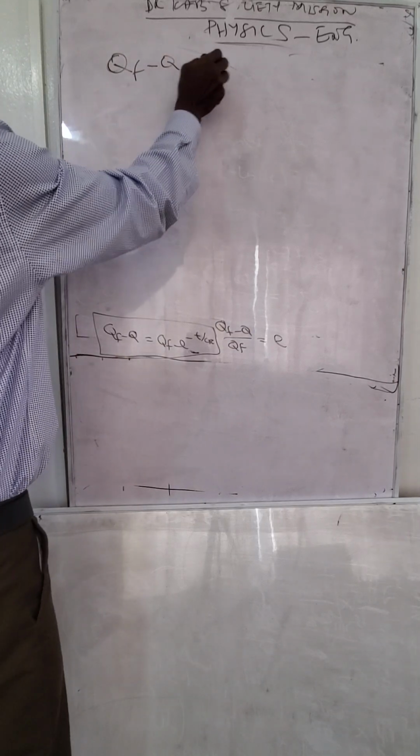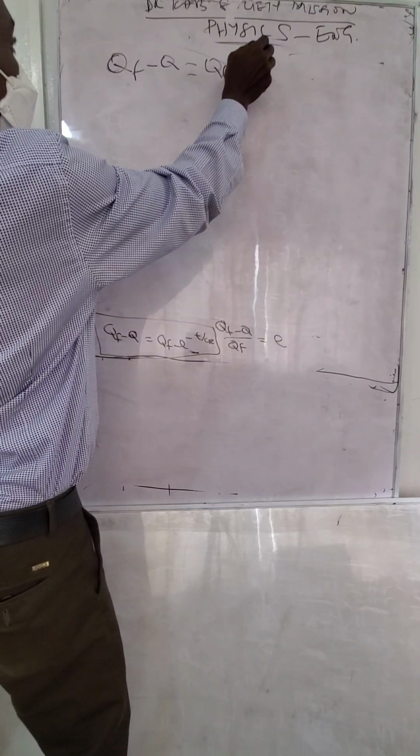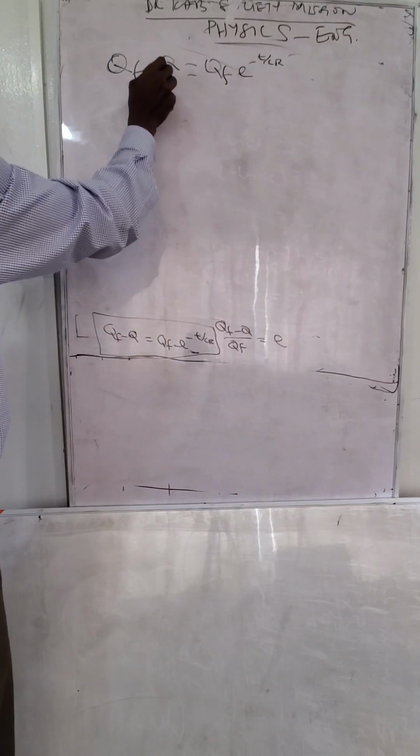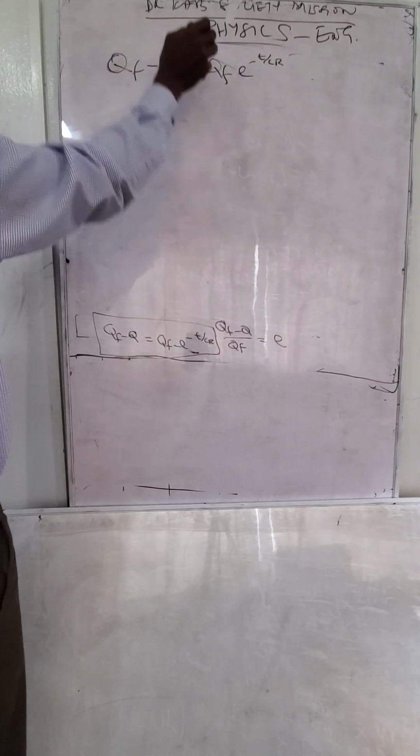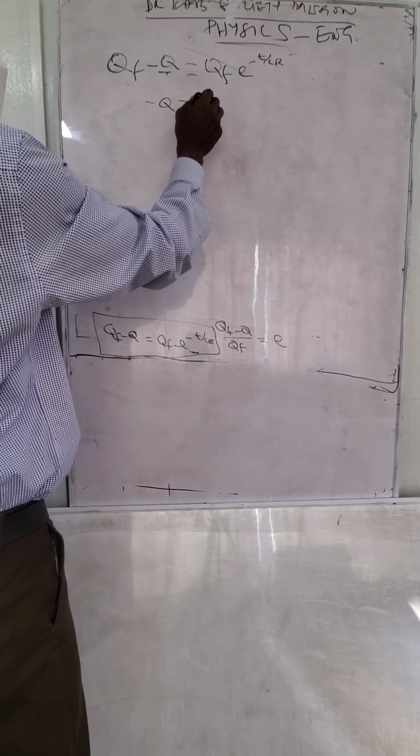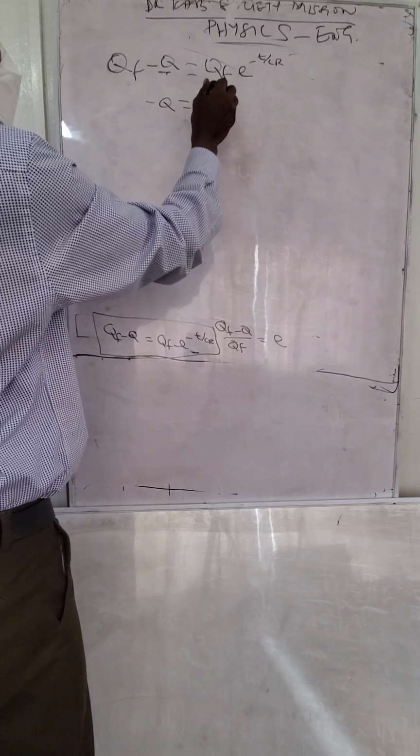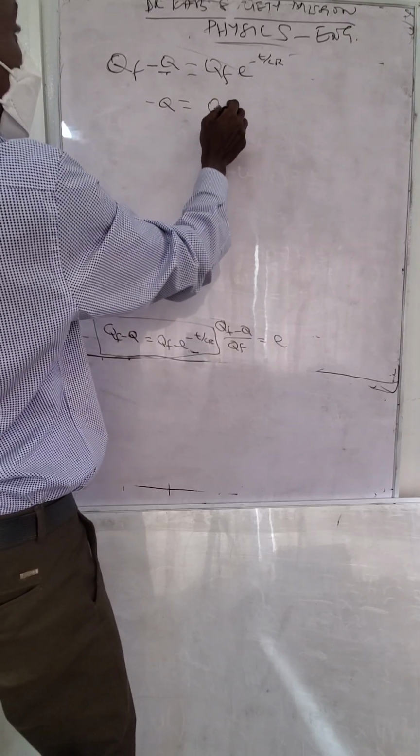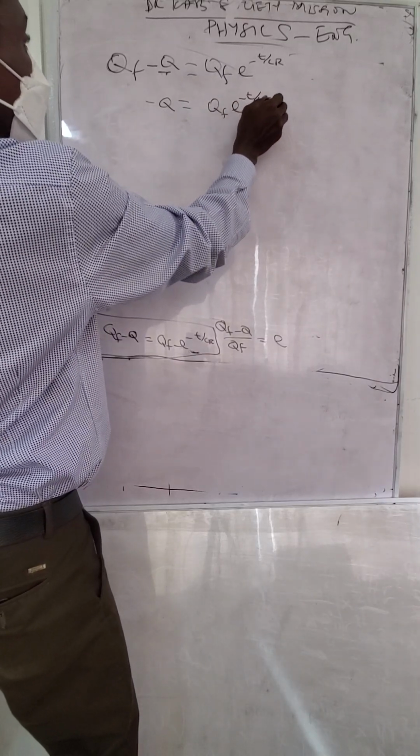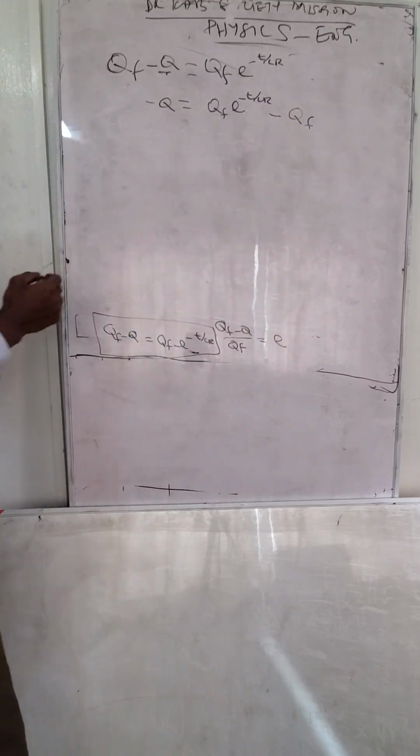Is equal to QL, E negative T over CR. Right, you want to make Q the subject, so this will cross the equation. I'm going to get minus Q is equal to minus, let me put it this way, Q F E log CR minus, this can be minus, so it becomes Q F here.